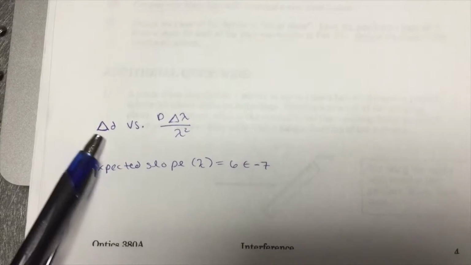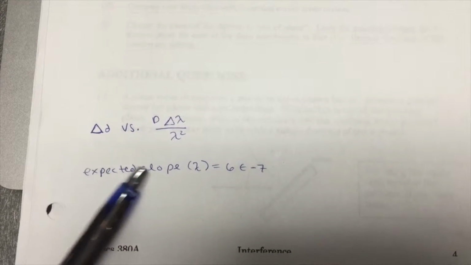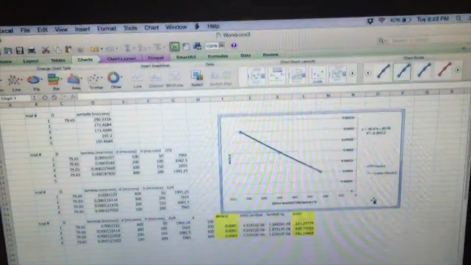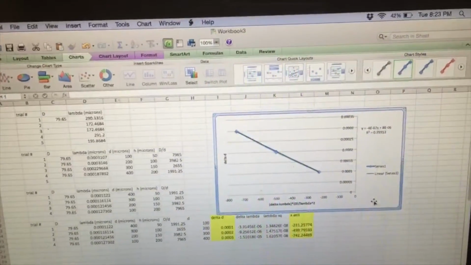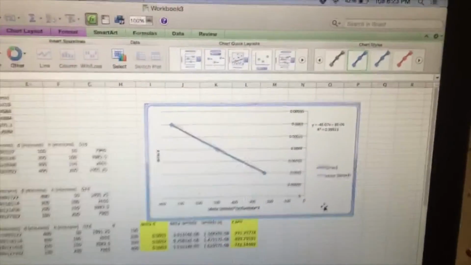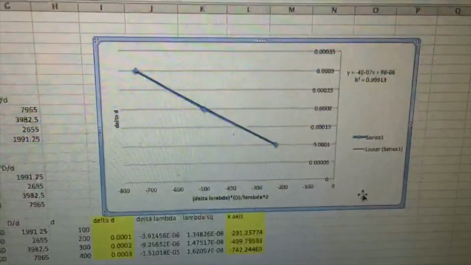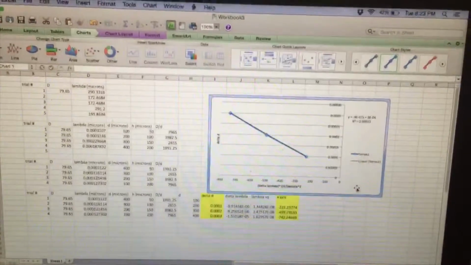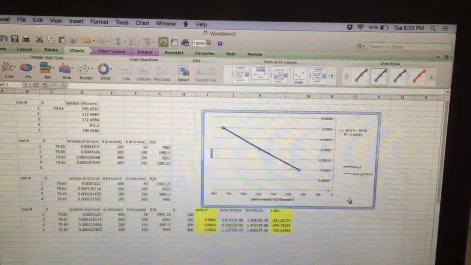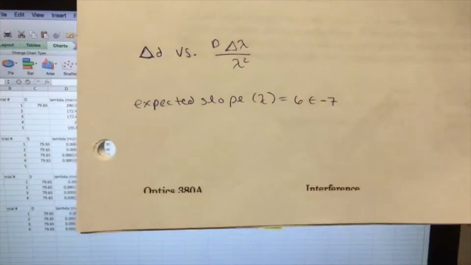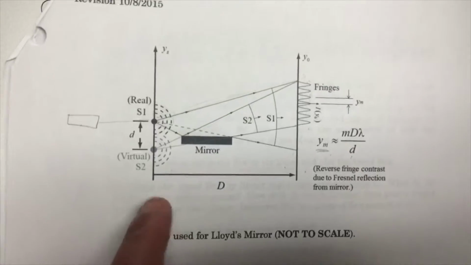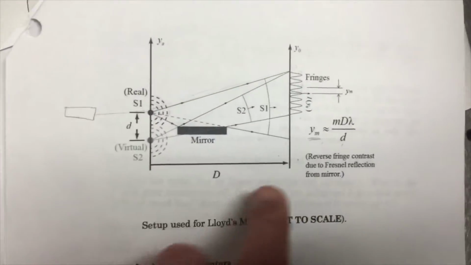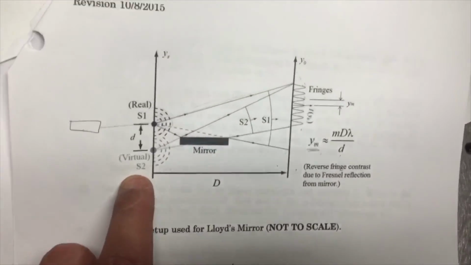So we plotted our change in mirror height versus D delta lambda over lambda squared. And you can see by our plot that we have a correlation of 0.99, which means our linear regression fit was really well, but our slope of 4 times 10 to the 7 is off by a factor of 2, because we can expect our slope to be somewhat near 6e to the negative 7. To reduce error, we could make D much smaller, because the larger D gets, the more prone to error our values are.